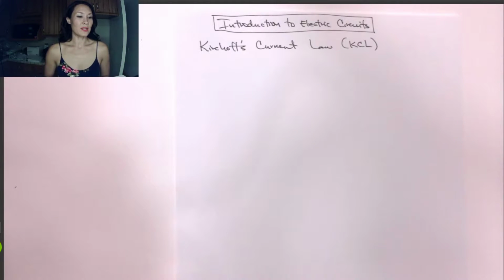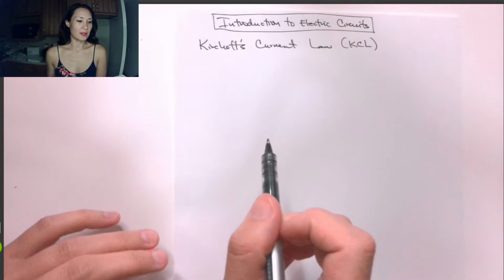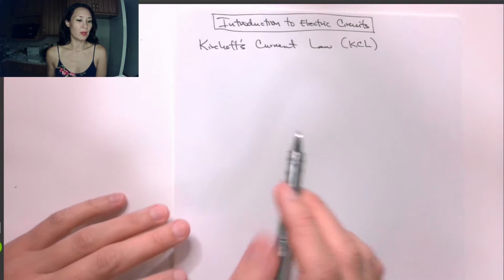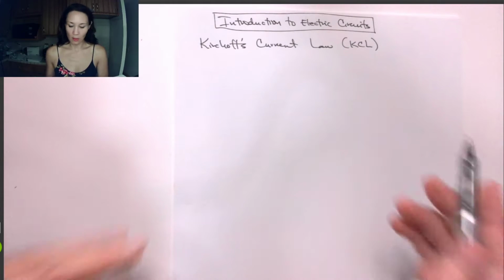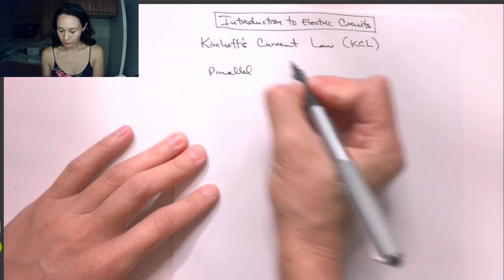Now that we've introduced series and parallel circuits, let's look at how the current behaves at the nodes and branches of these circuits. So we know that for a series circuit, the current is the same everywhere because there's only one path, only one loop. But in a parallel circuit, the current can take parallel paths. So let's take a look at a parallel circuit.